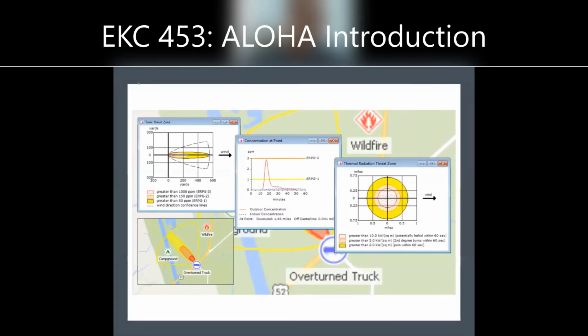All right, so this is the output from ALOHA. You get your output for the toxic threat zone. You also get your output for concentration at a point. You get your output for the thermal radiation threat zone, and also the LOC boundaries. So we will look more at what the toxic threat zone, concentration at a point, and thermal radiation are. Once you understand all the theories, then we can continue with the hands-on.